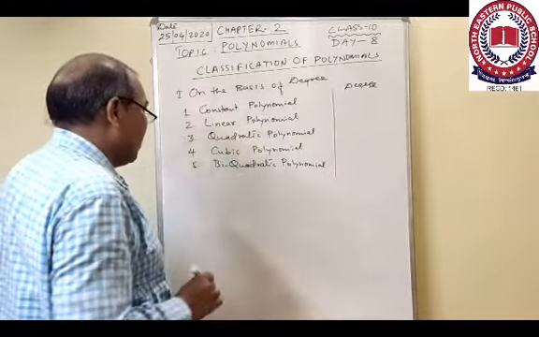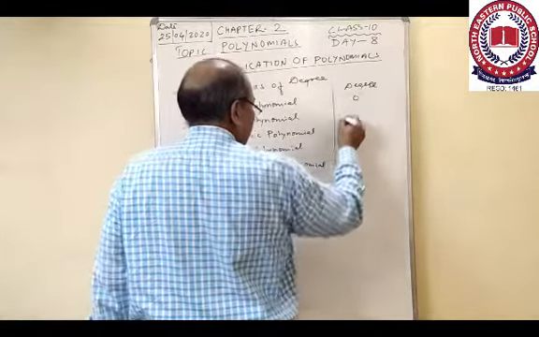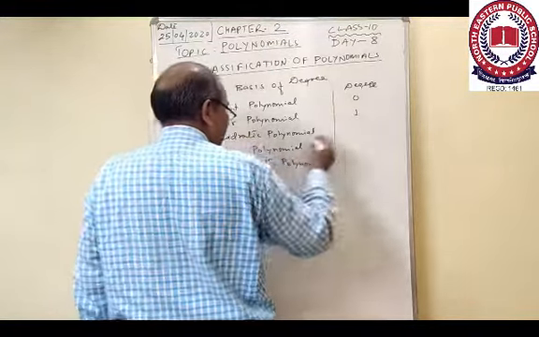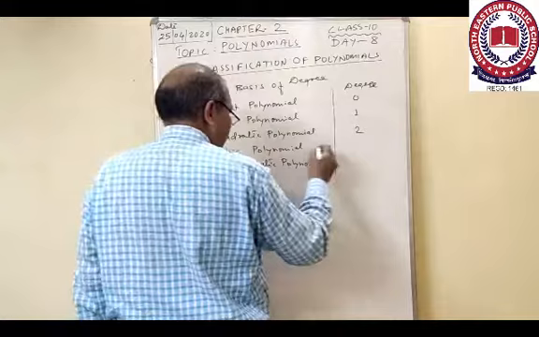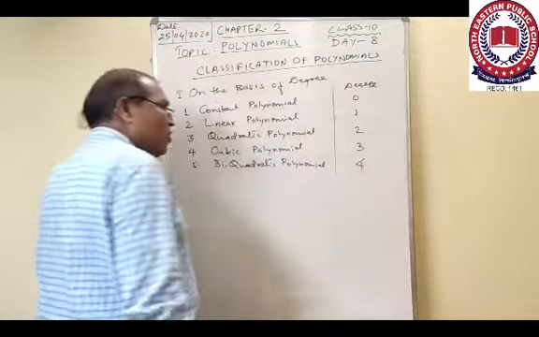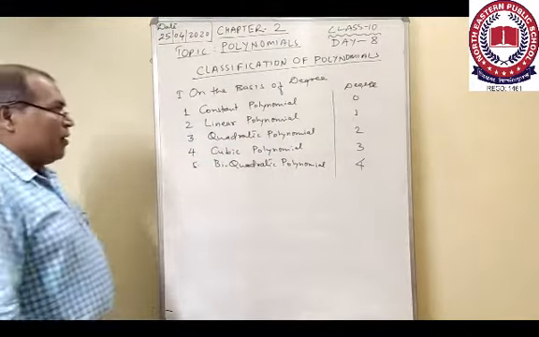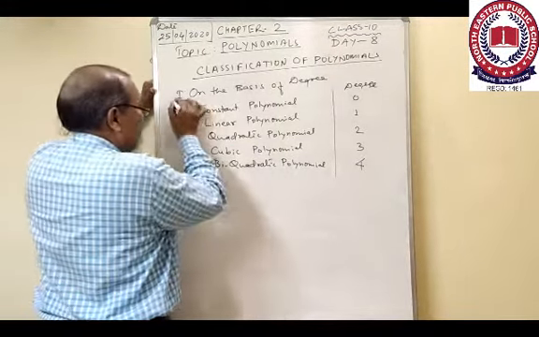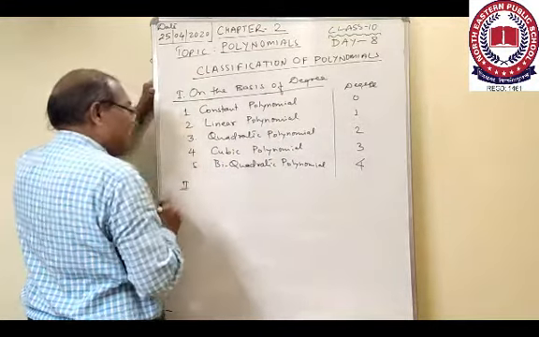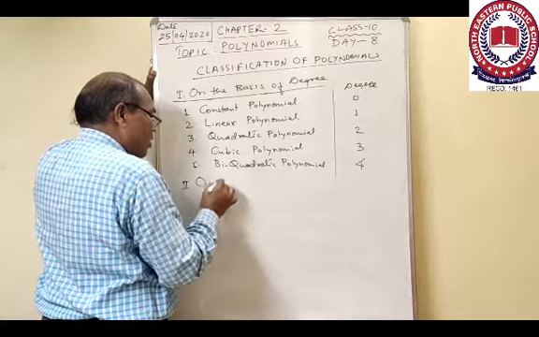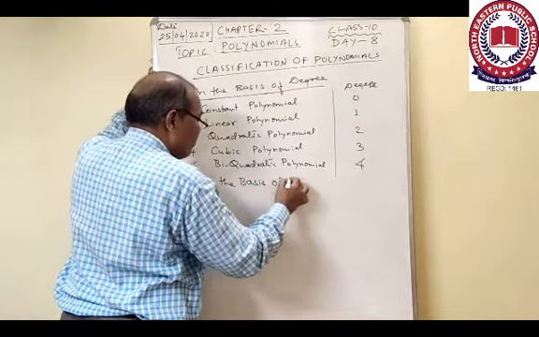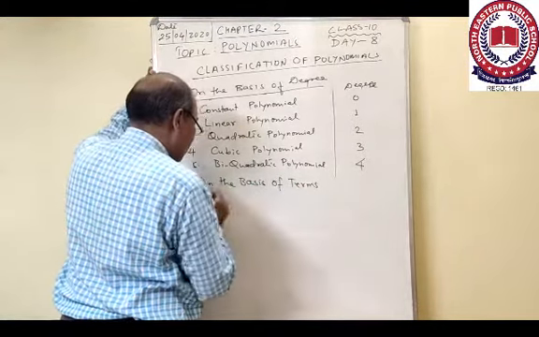of this polynomial, in a constant polynomial always degree will be 0. In a linear polynomial degree will be 1. Quadratic polynomial degree is 2. Cubic polynomial degree is 3. Biquadratic polynomial degree is 4. Now, the second type of polynomial is defined on the basis of terms.